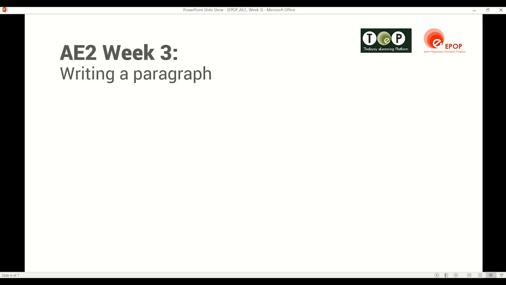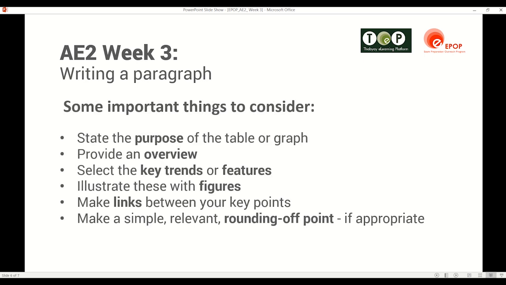So when you're writing your paragraph to describe trends and changes in a table or a graph, there are some important things to consider. Firstly, you need to state the purpose of the table or the graph and provide a brief overview. Very importantly, you need to select the key trends or features in that graph or table. You don't need to describe everything that you see, but only the most important things. And you need to illustrate those key trends or features with figures, with data, with numbers from the table or graph. And you also need to make links between your key points. And lastly, if appropriate, you need to make a simple and relevant rounding off point.